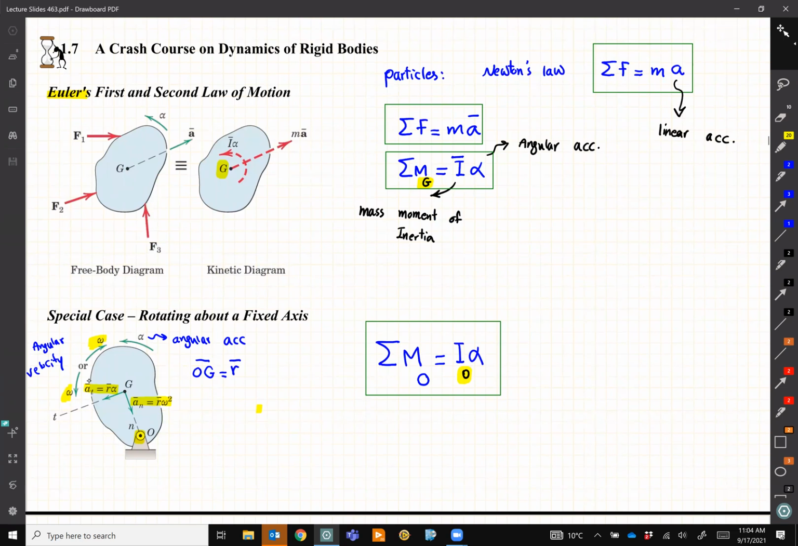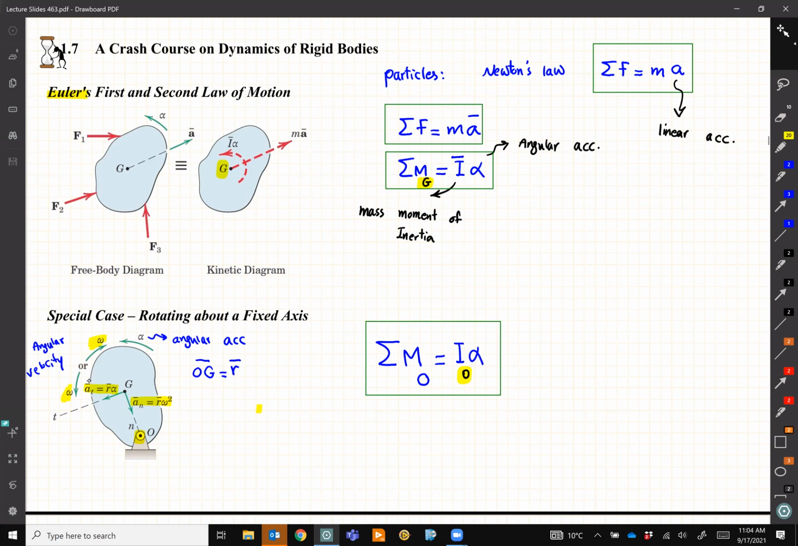For those of you who have forgotten dynamics, if you have a particle, we have the Newton law, which is simply sum of the forces is equal to ma. This is all we need in this course. And if it is a rigid body, it means it has dimension. Then we have mass, and we have something else which we call mass moment of inertia. We show it by I, and we use the Euler formula.